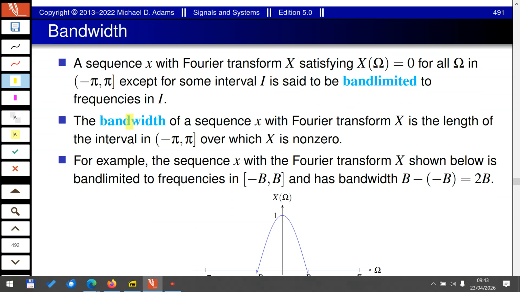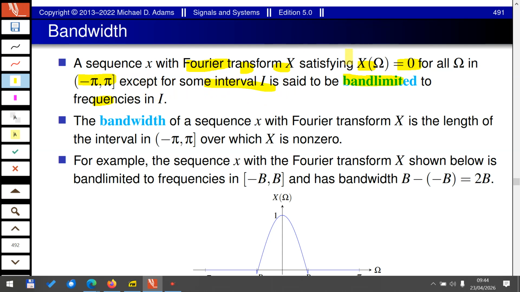And you see, we already discussed bandwidth in the case of continuous time, right? So you can now recall those definitions. A band limited signal is a signal for which the frequency band is finite, right? So if you look at the Fourier transform of a signal and it is zero everywhere except for some interval, right?